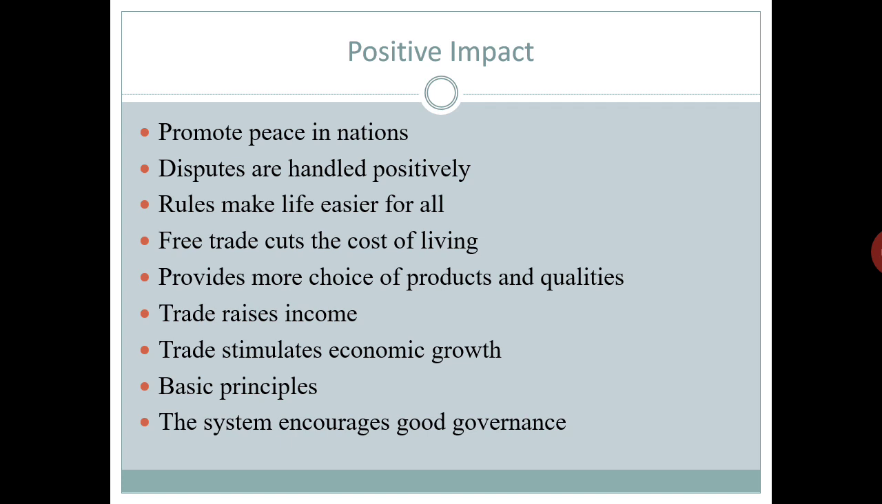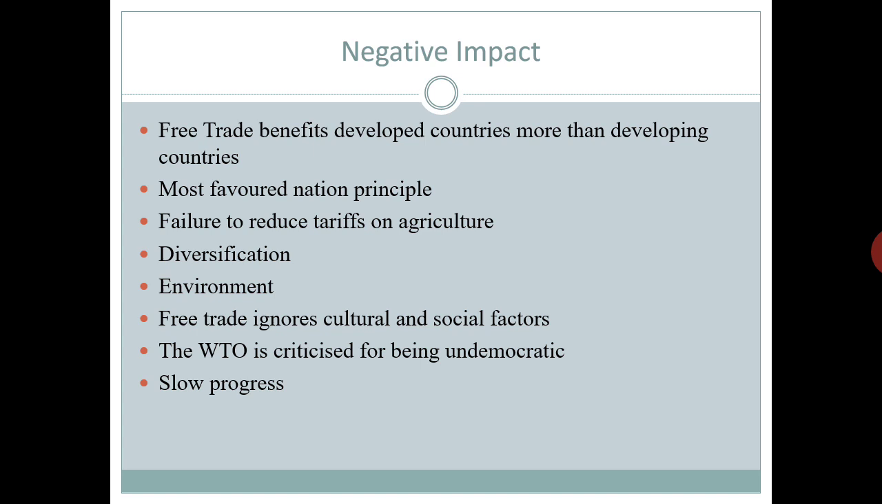Then the system encourages good governance. The WTO rules discourage a range of unwise policies, and a commitment made to liberalize a sector of trade becomes difficult to reverse. These rules reduce opportunities for corruption, actually. So these are some positive impacts. Now let's see the negative impact of the WTO.